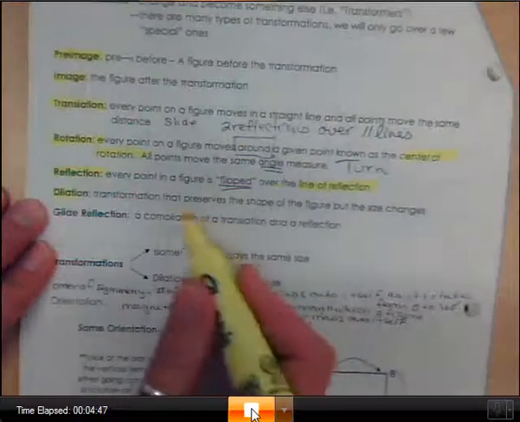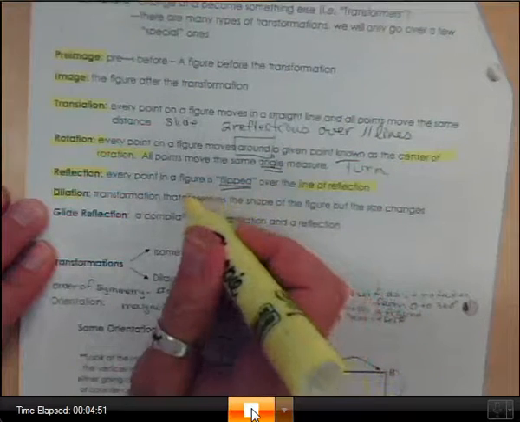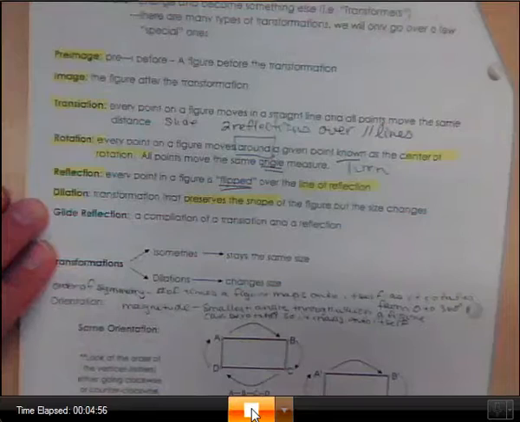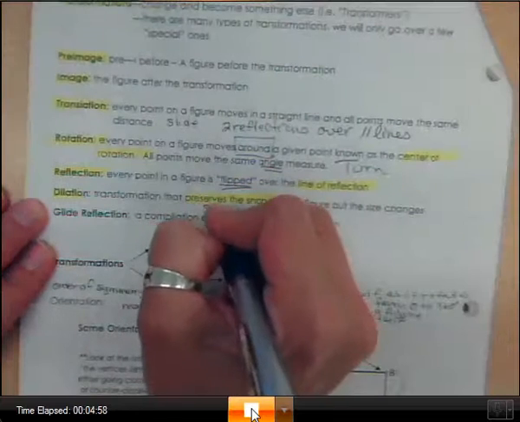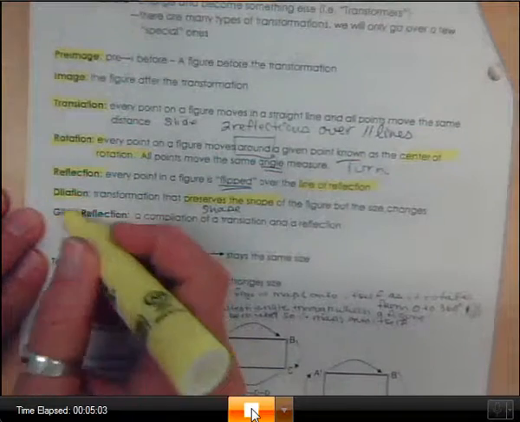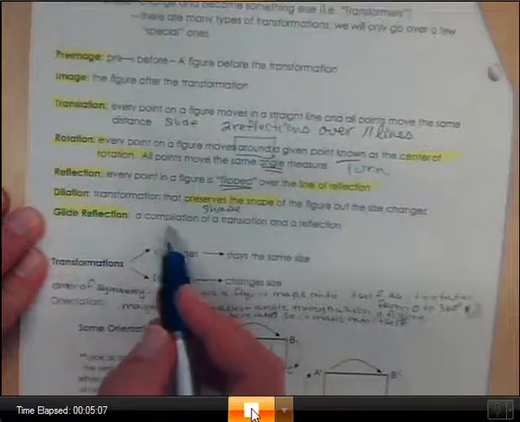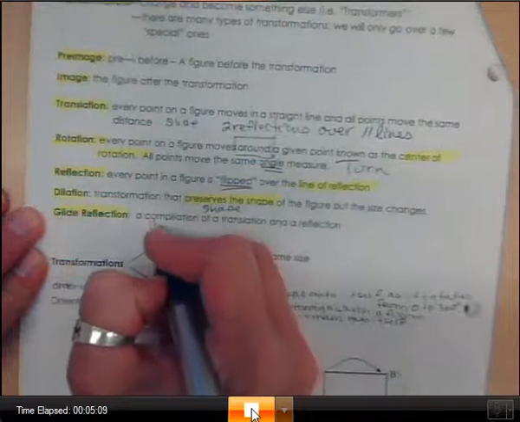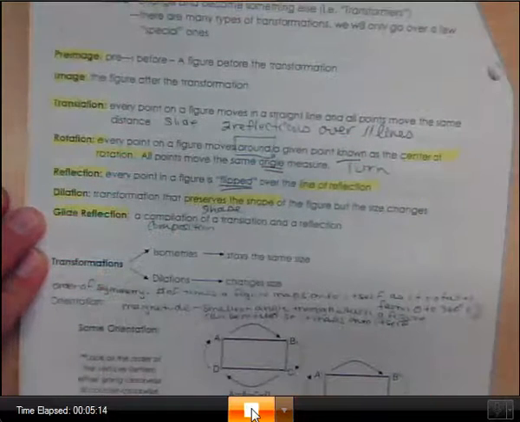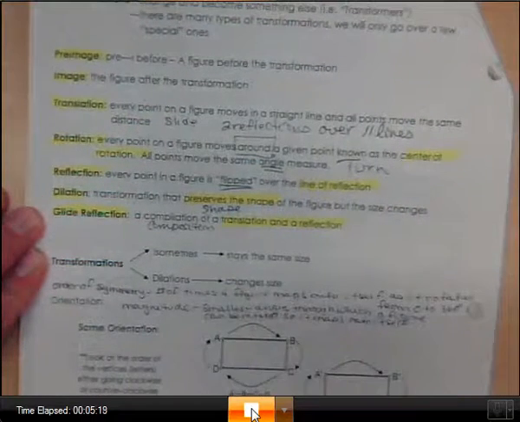Dilation is a transformation that preserves the shape. What does that mean? Preserves the shape. The shape is the same, however, the size can change. A glide reflection, basically it's composition. You'll see that word written as composition as well. And it is a translation and a reflection.